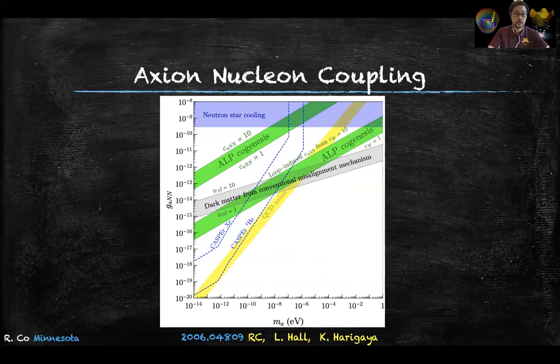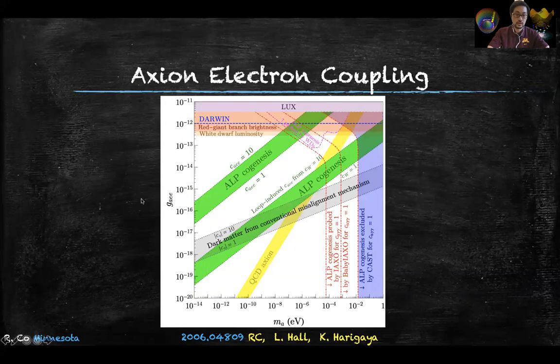This is a similar plot, but for the axion coupling with the nucleons. The CASPEr experiment can probe the light axion regime for our predictions. This is the plot for the axion electron coupling. The future experiments, and the current experiment CASPEr, can also probe into these regions.